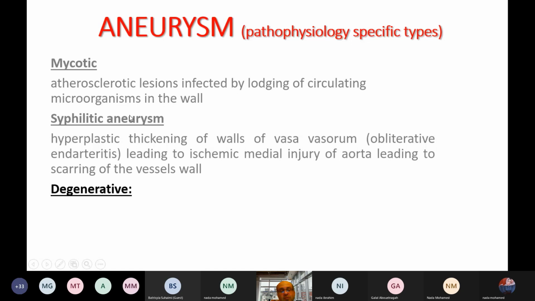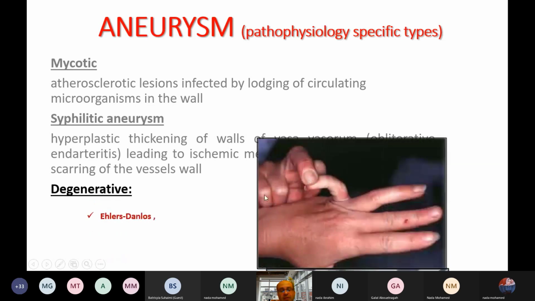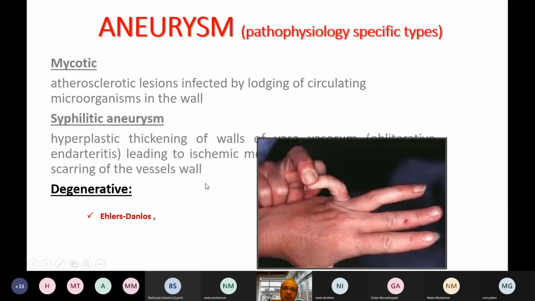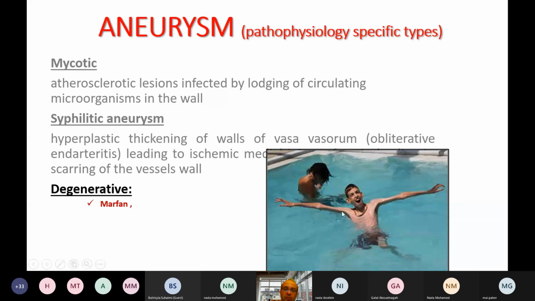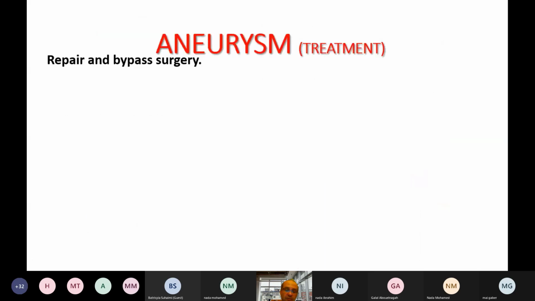There is a syphilitic aneurysm, which is not present anymore, and the degenerative aneurysm in patients with some connective tissue disorder such as Marfan syndrome, Ehlers-Danlos syndrome, or Loeys-Dietz syndrome. In these patients, there is a connective tissue disorder. As you can see, there is hyperlaxity of the blood vessels, and there is a problem in the connective tissue collagen type 3 and 6, resulting in weakness of the connective tissue, and hence weakness of the arterial wall and dilatation of the artery.